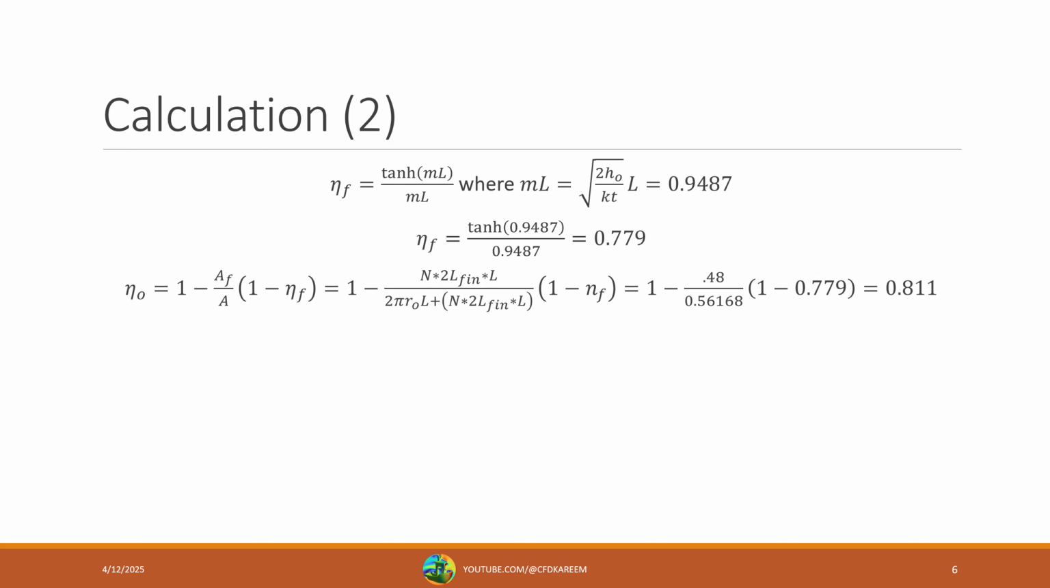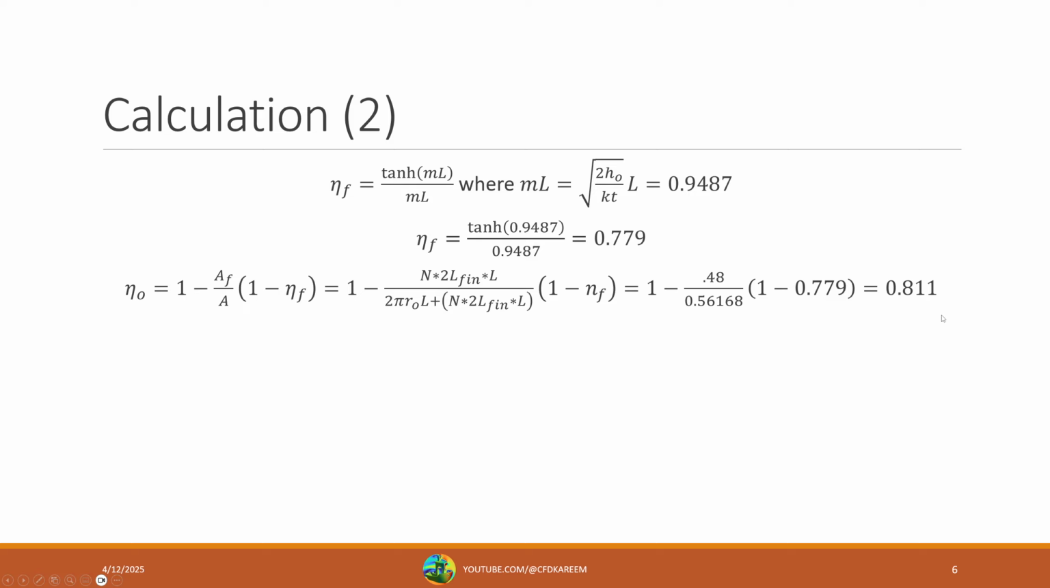The next thing we can do is solve for our overall surface efficiency, and we can do this using this equation. So we'll have eta_o is equal to 1 minus A_f, which is the area of the fins, divided by A, which is the total area, times 1 minus our fin efficiency for a single fin. So we'll do 1 minus those area values. And then as we plug everything in, we'll see that we get a total surface efficiency of approximately 0.811 or 81.1%.